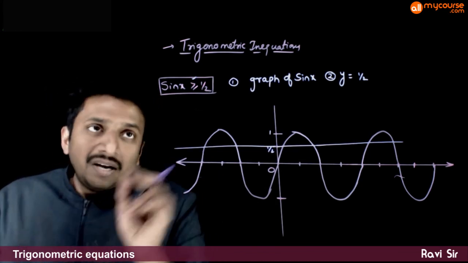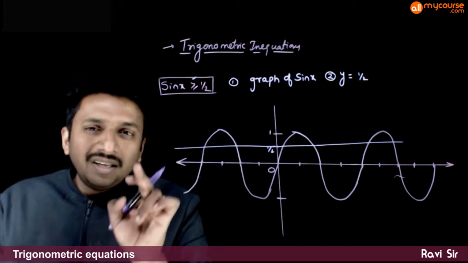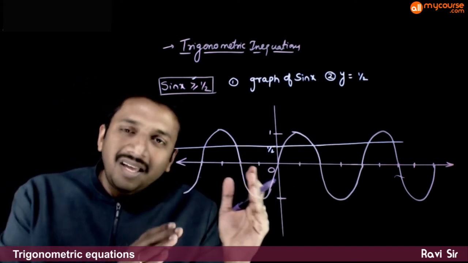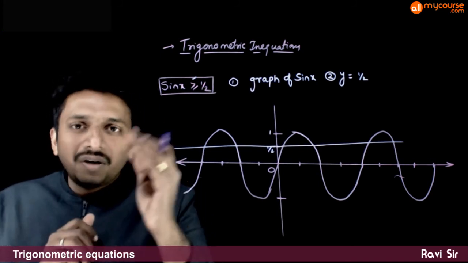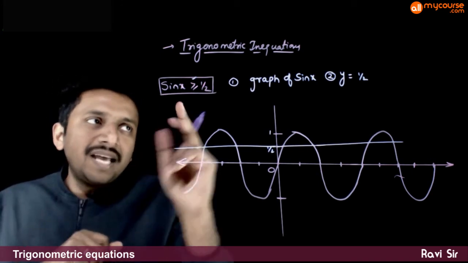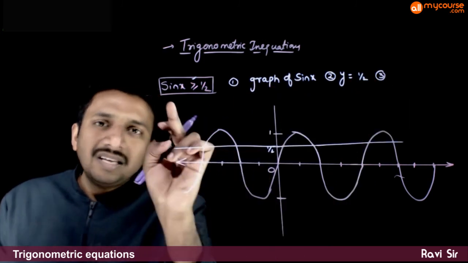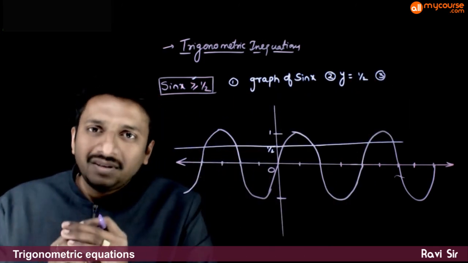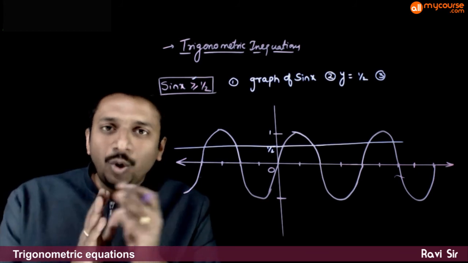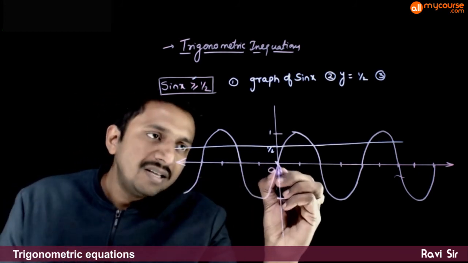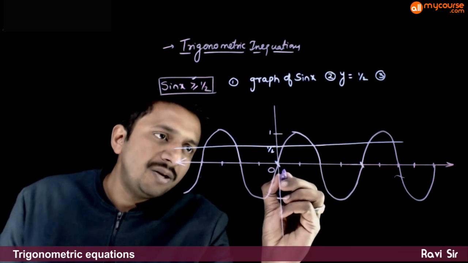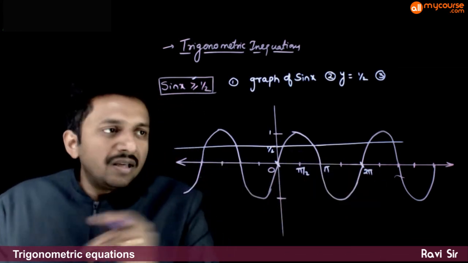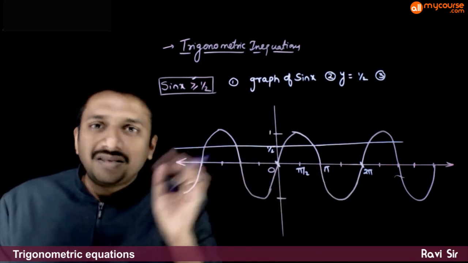Now, try to solve the inequality in one complete cycle. That is, a length equal to the fundamental period of whatever function is being considered. For sin x, we know that the fundamental period is 2 pi. So take some interval of length 2 pi. For example, let us take 0 to 2 pi. This is 0, this is pi by 2, this is pi, this is 2 pi. So solve the inequality in this interval.